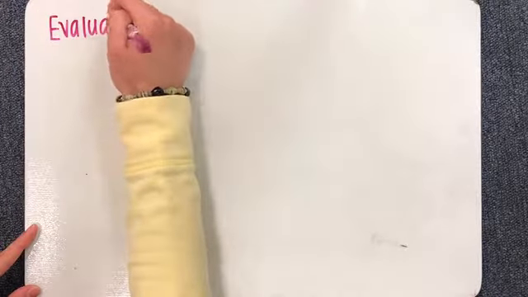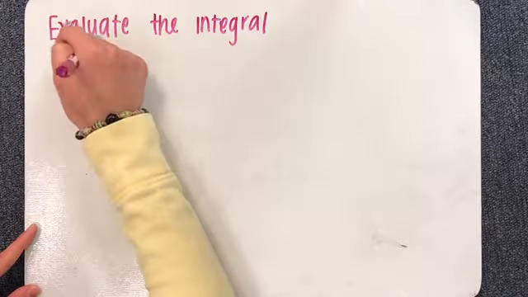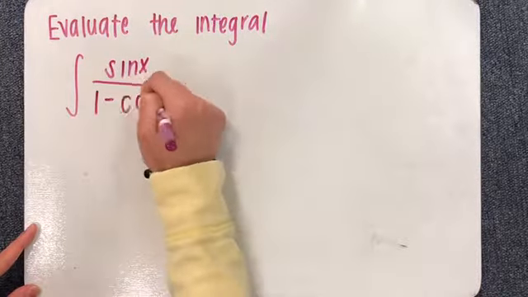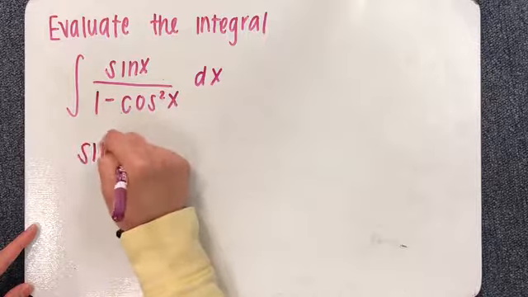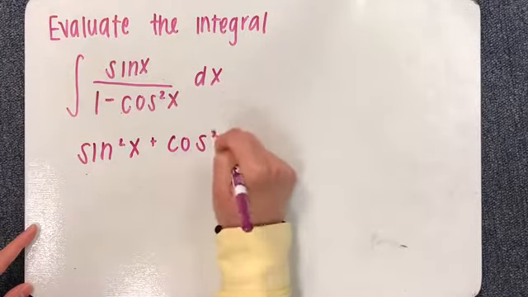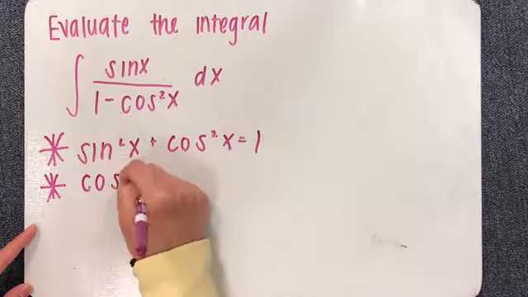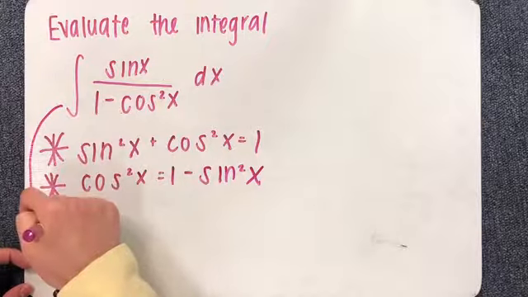For our next problem, we will be evaluating the integral of sine x over 1 minus cosine squared x dx. First, we will be applying the trig identity sine squared x plus cosine squared x equals 1. To make this work for our problem, we will subtract sine squared x on both sides, leaving us with cosine squared x equals 1 minus sine squared x.